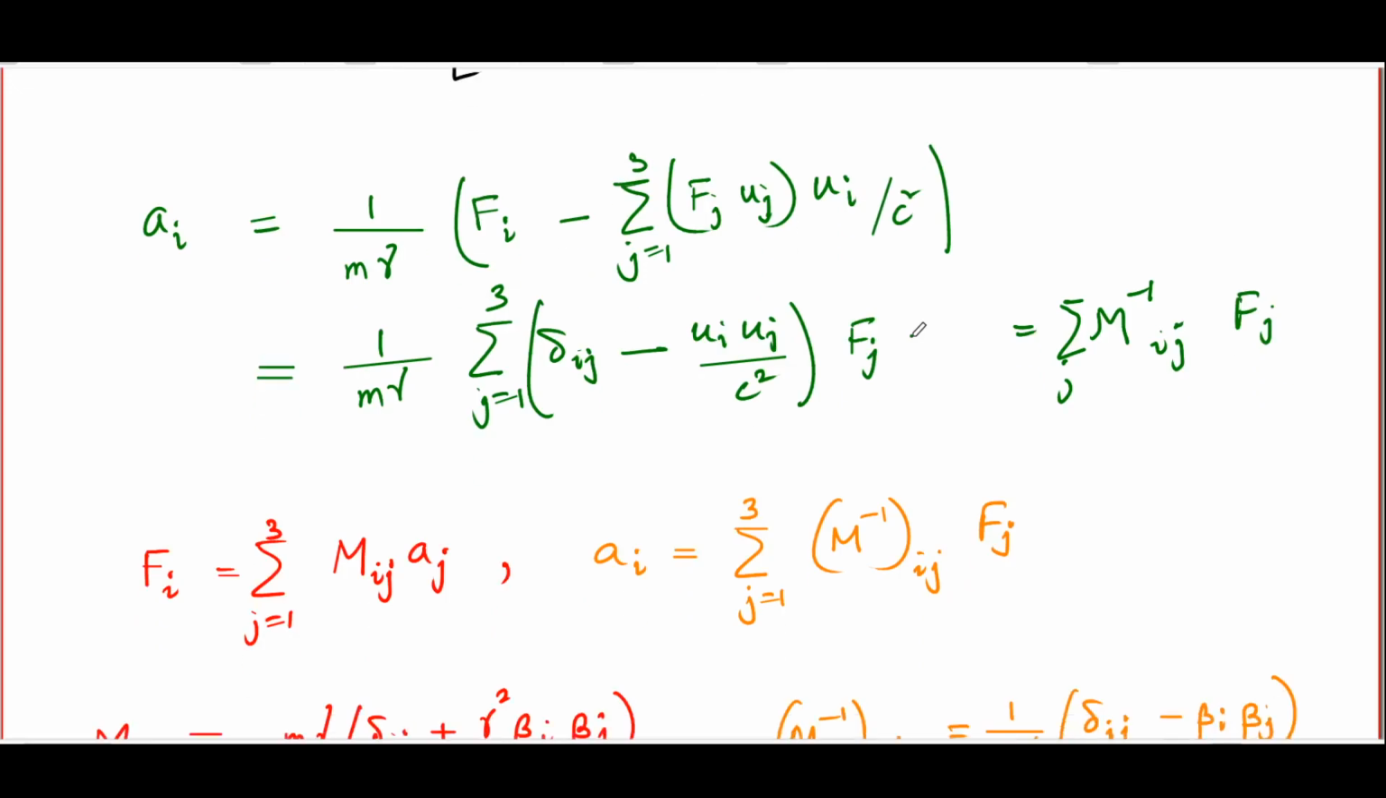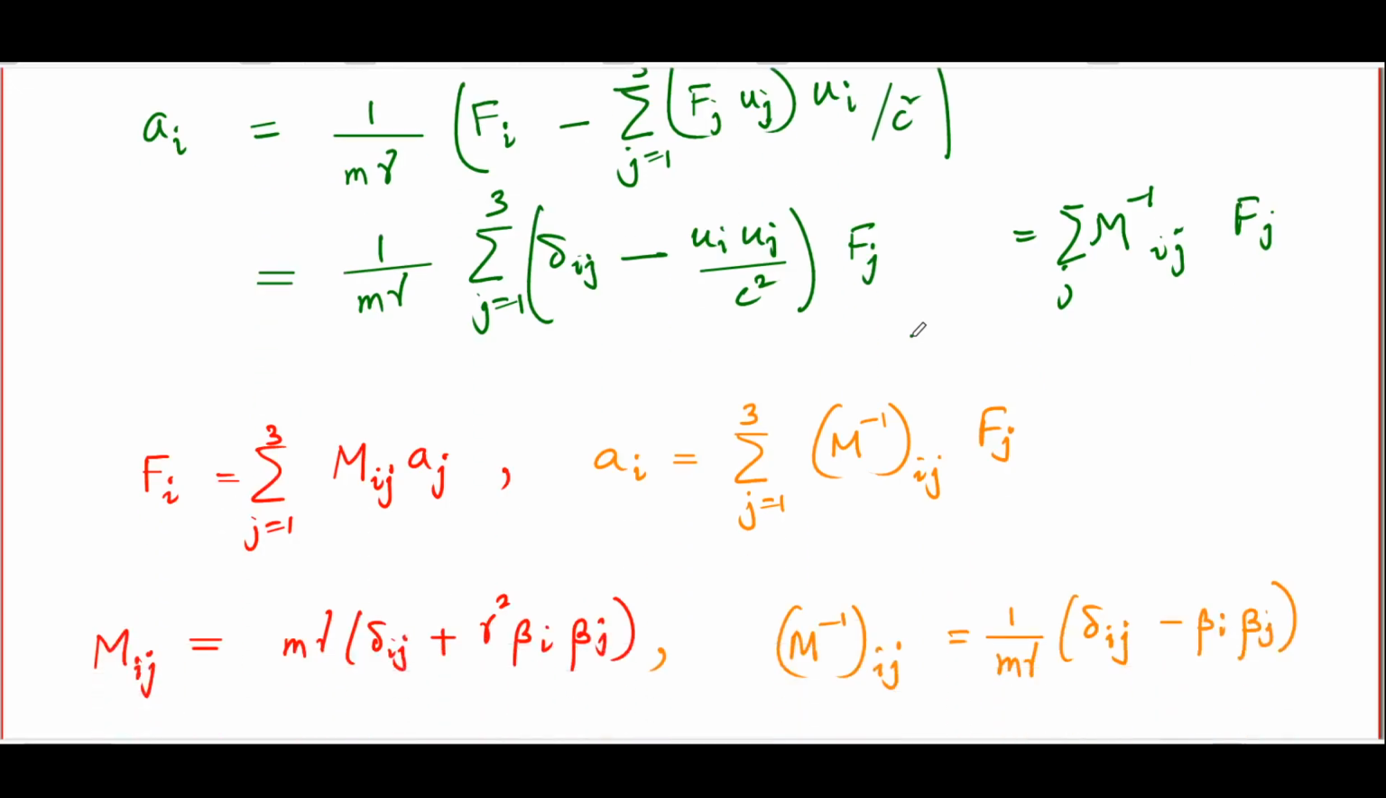Now, these matrices turn out to have rather a compact form. M_ij we have already met earlier. M_ij is mγ times (δ_ij plus γ² β_i β_j). If anything, M inverse has an even simpler form. The ijth element of M inverse is 1 over mγ times (δ_ij minus simply β_i β_j).